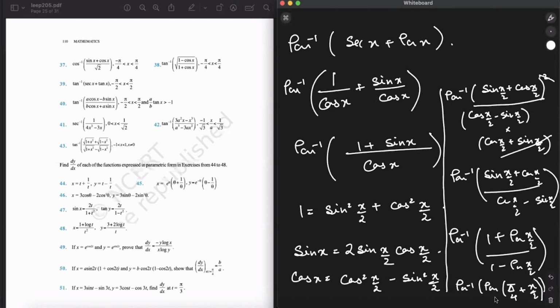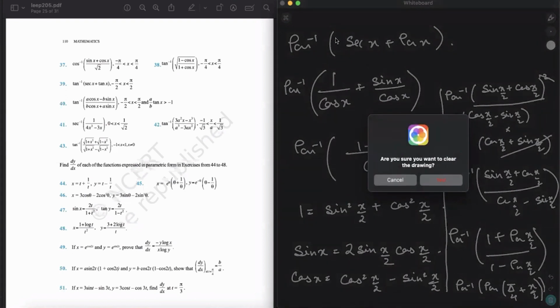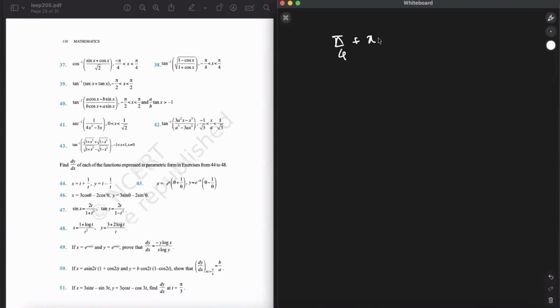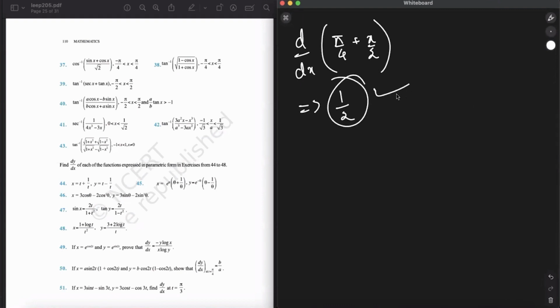And after this we'll get pi by 4 plus x by 2. We have to differentiate this term with respect to x. Then what will be the answer for it? For this, it will be 1 by 2.